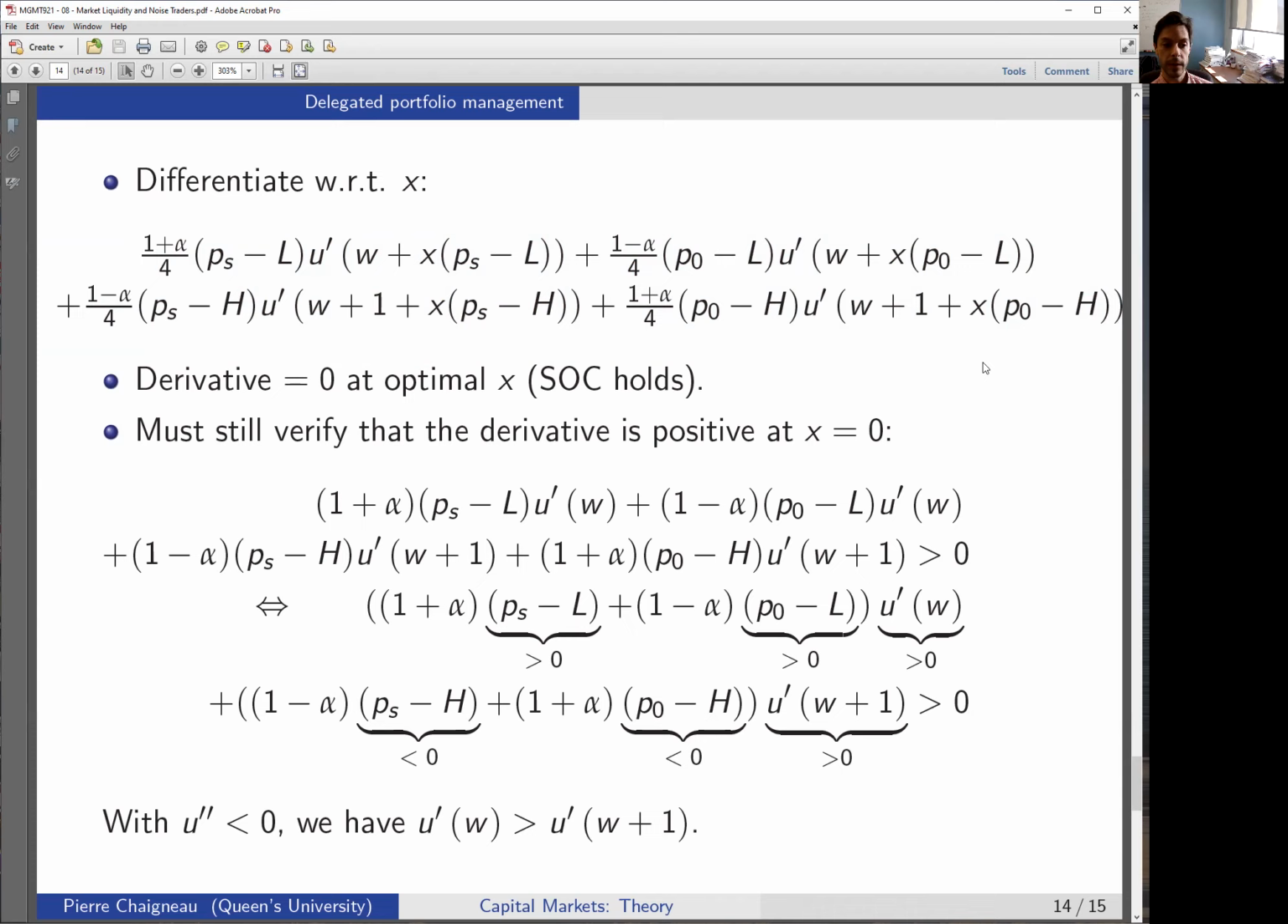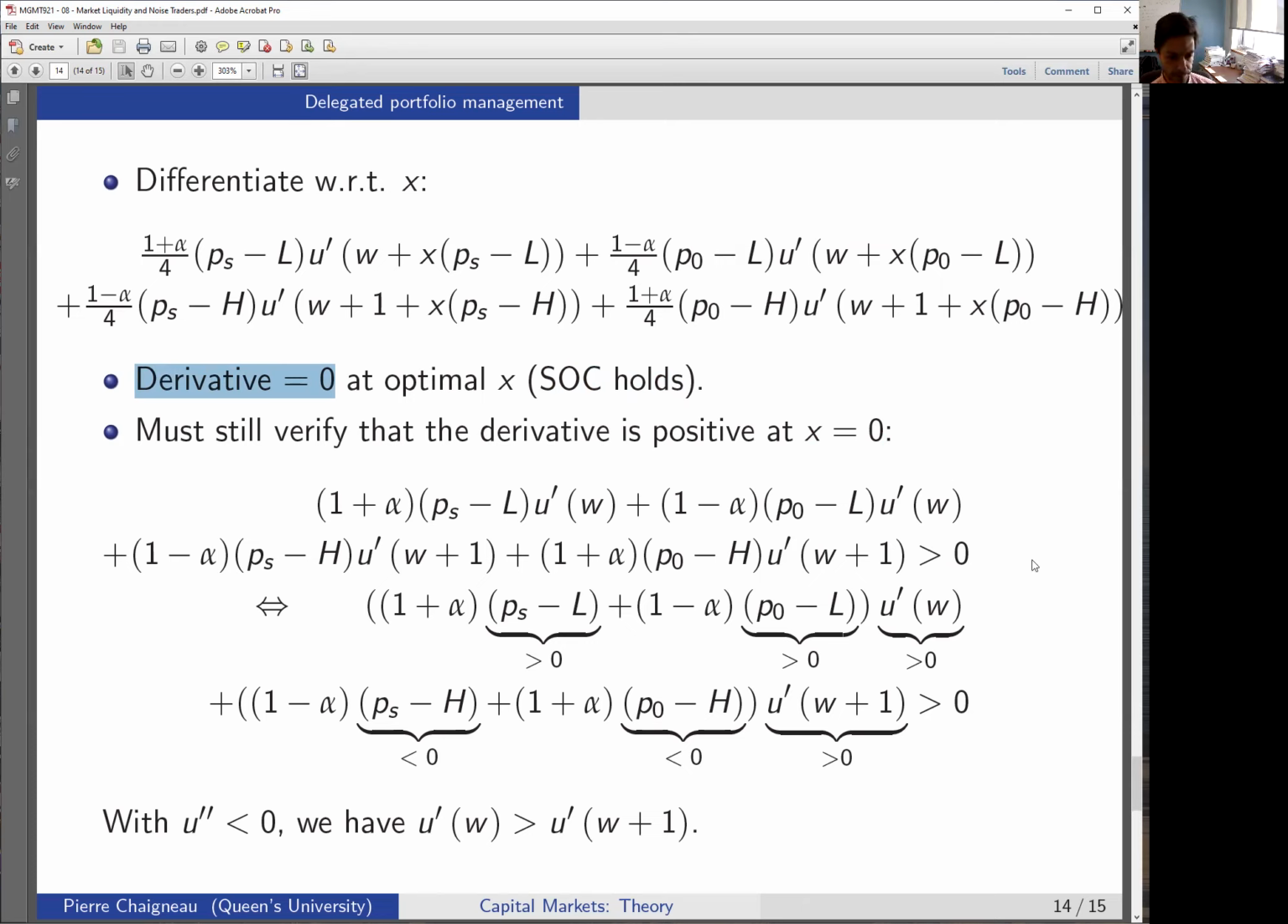One thing we must still verify is that the hedger is still better off trading. So here the idea is that even if the objective function of the hedger is concave in X, if the derivative is negative at 0, the optimum would be given by X equal to 0, meaning that the hedger would not trade. You would have a function which is just decreasing and concave, and so the optimum would be at 0. So we don't want that, right? We want the derivative to be positive at X equal to 0, so that the optimum is indeed given by the first order condition, where the slope of the function is equal to 0.